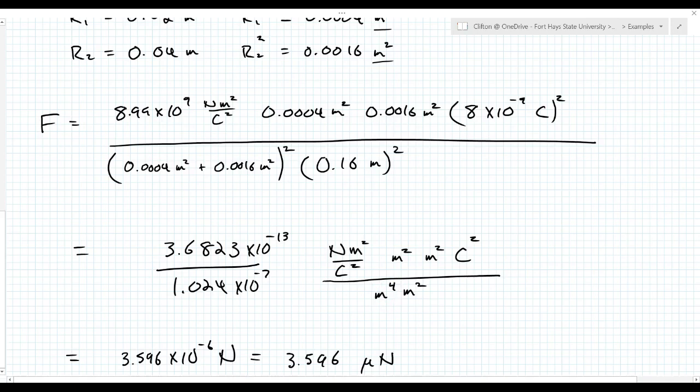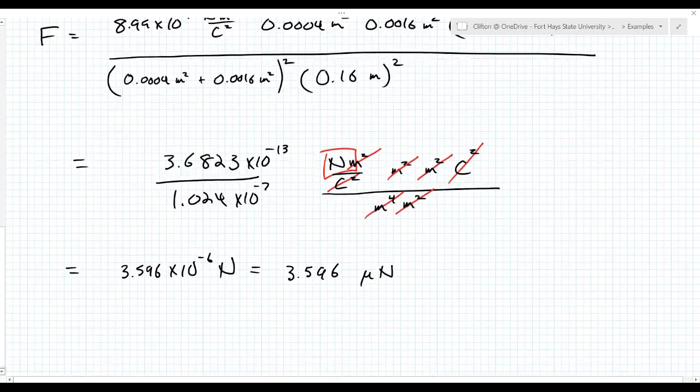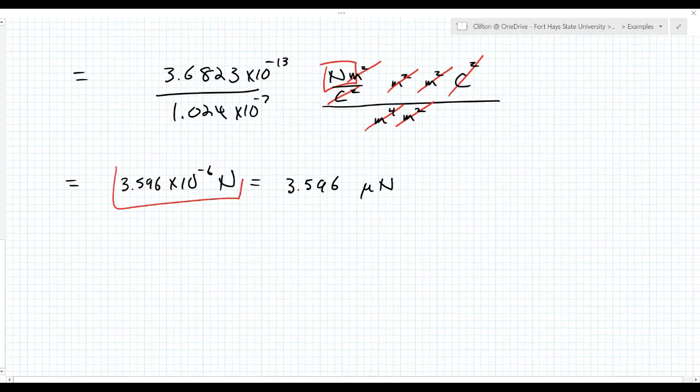So if I go through to check which units cancel, I would have the coulombs cancel. I have a meter squared in the numerator and a meter squared in the denominator. I have a meter squared in the numerator and a meters to the fourth in the denominator. So I'm left with newtons, which is good. That's what I expect the force to be in. Alright, so this is the force in newtons. It's a small number if we express it as newtons. Times 10 to the negative 6 is micro. So I could write this as 3.596 micronewtons.